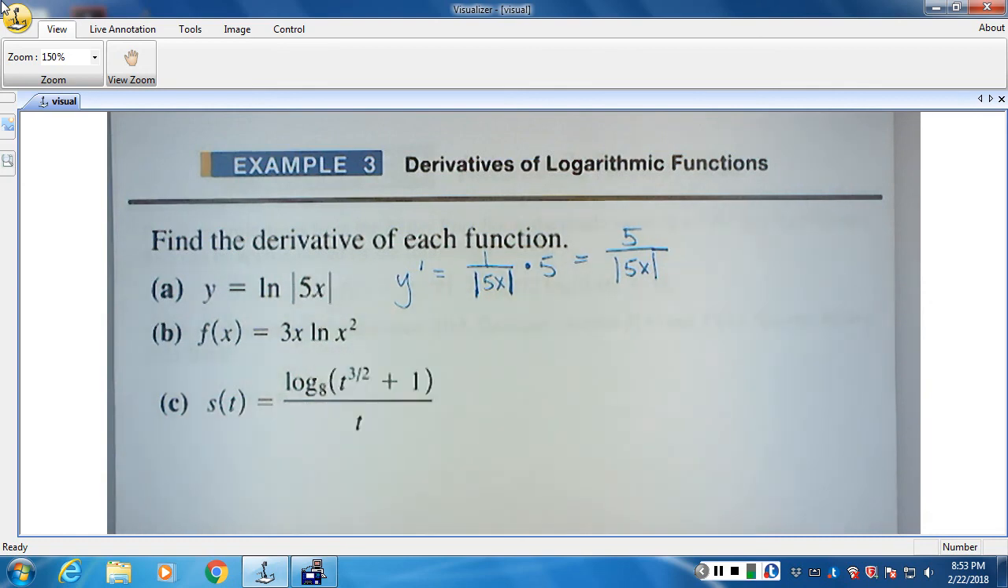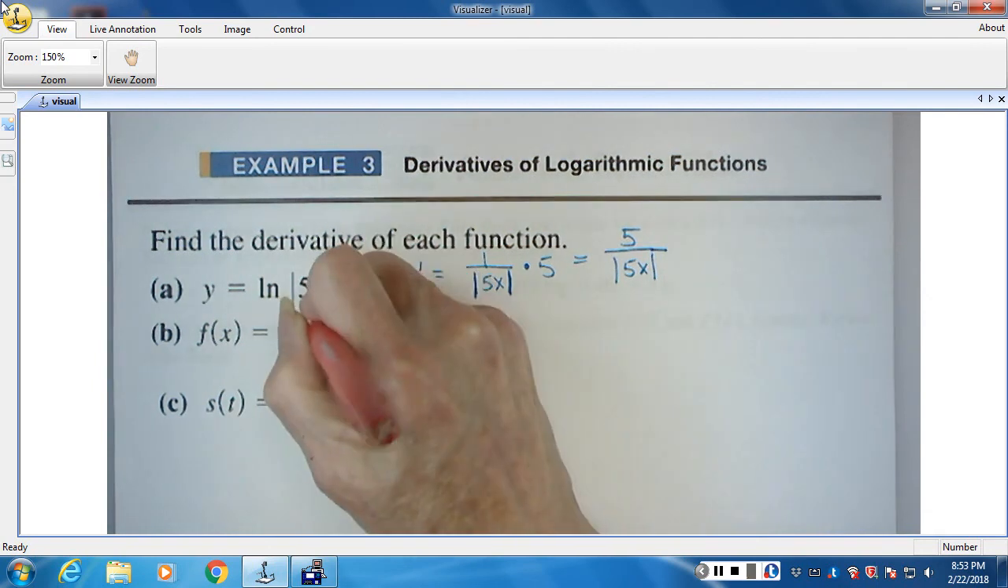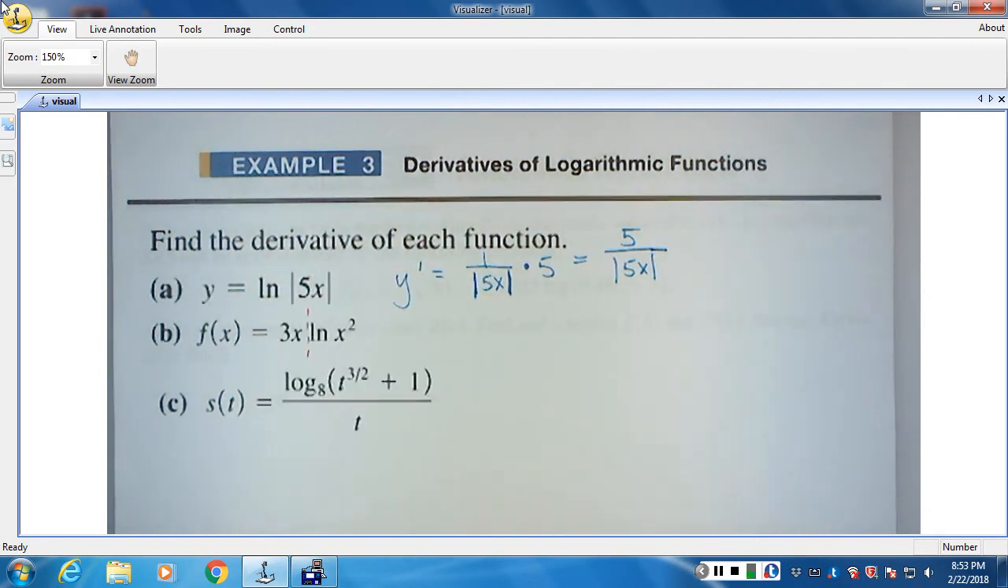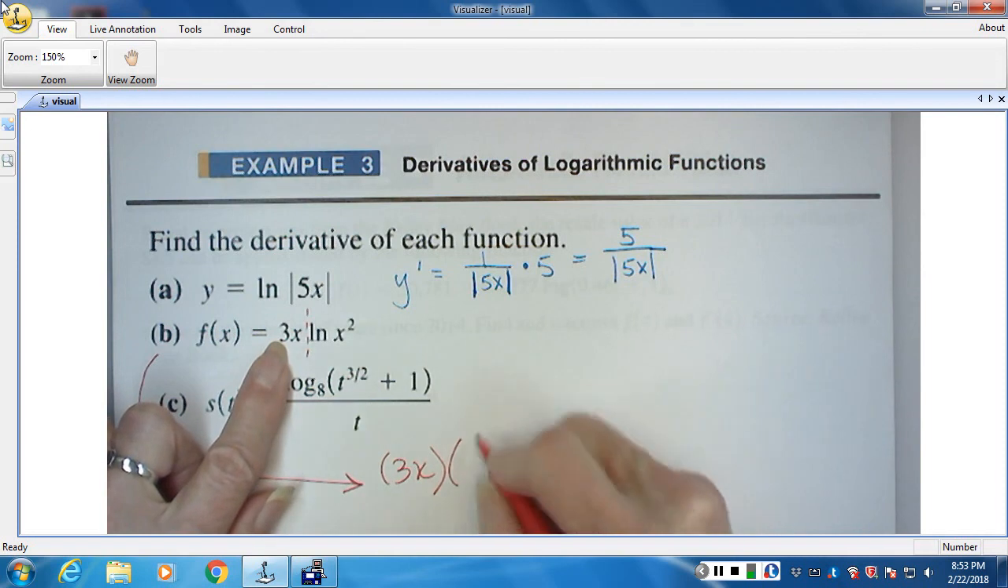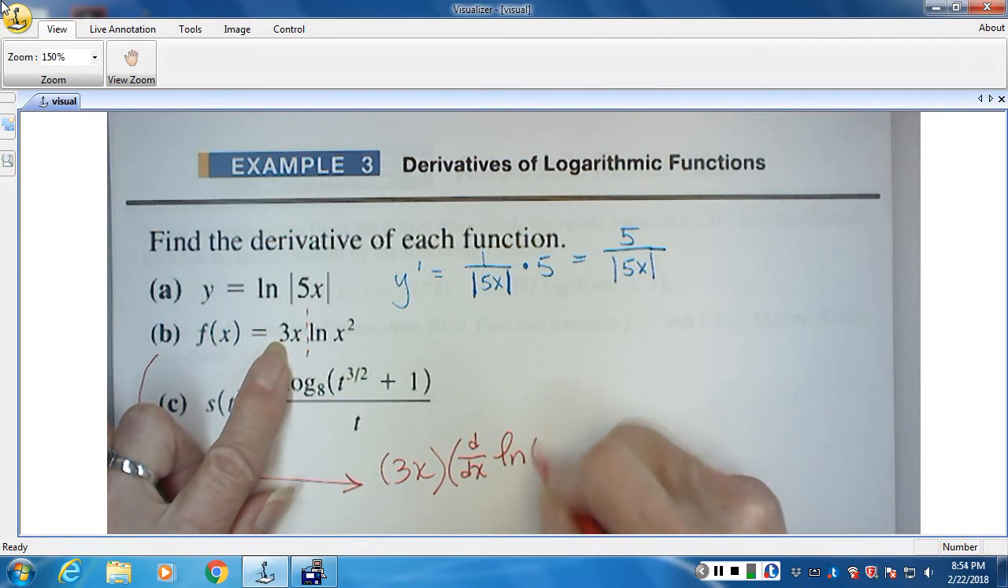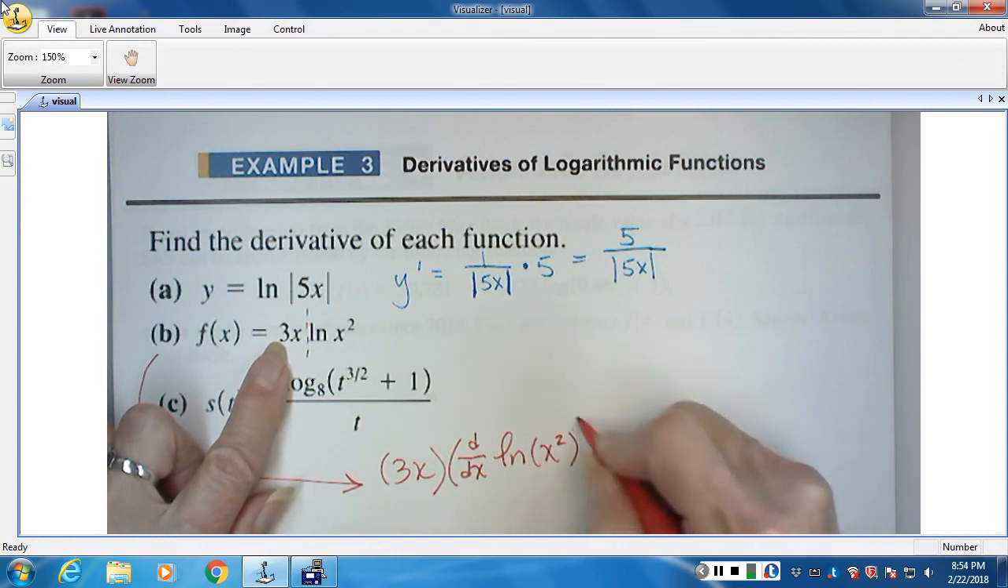Anybody see a product? Yeah, no, yes. There is a product here. Okay? This time we actually have a product. So the first thing we do is we take the first factor, 3x, we multiply it times the derivative of the natural log of x squared. And I wrote that step in.